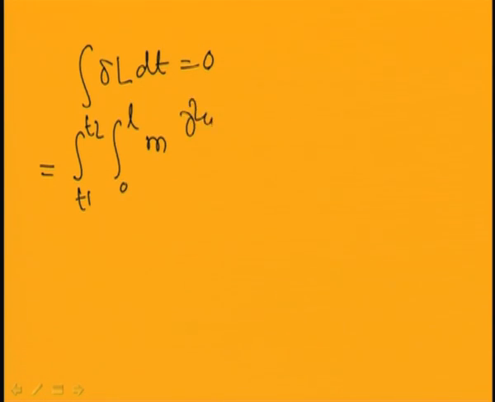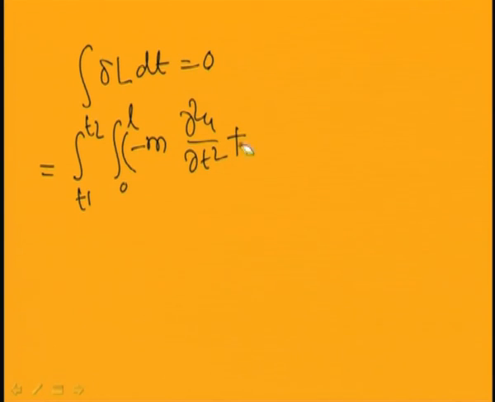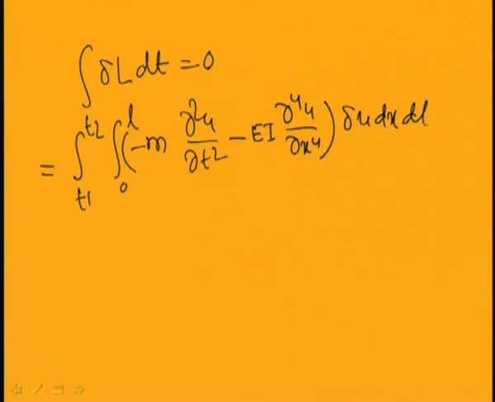del square u by del t square. So, there is a negative sign here, plus, so I can write this plus, or I have a negative sign here again. So, this is minus EI del fourth u by del x fourth into del u dx dt.